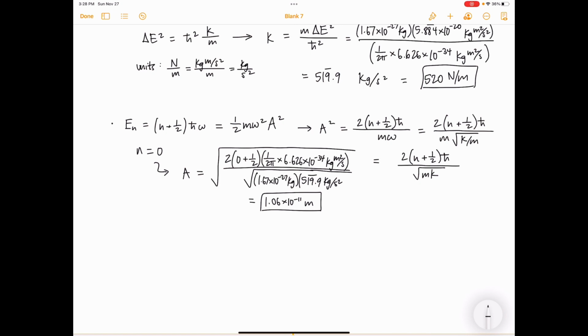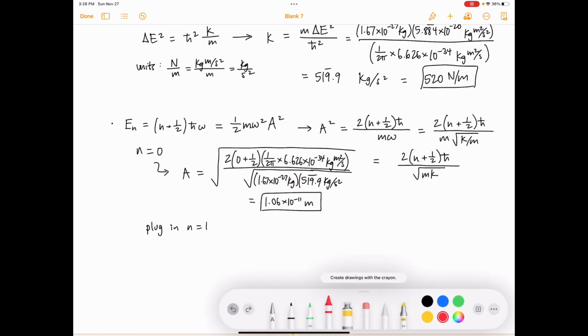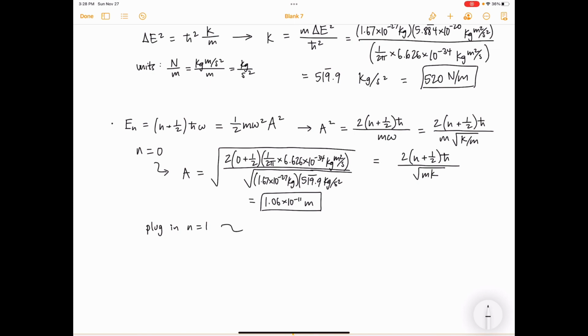Okay? If you do this same exact calculation, but you plug in n equals 1 instead, so the only difference is right here, we're going to plug in 1 instead of 0. This is what you'll get. You'll get that the amplitude is equal to 1.84 times 10 to the minus 11 meters. So that's interesting. You can vibrate with this amplitude, and in the next energy state, you can vibrate with this amplitude, but you can't have any amplitude in between. So not only are the energies quantized, but so are the amplitudes.